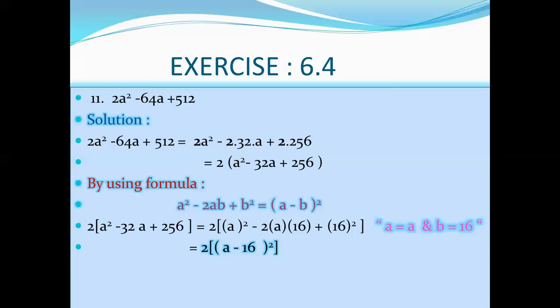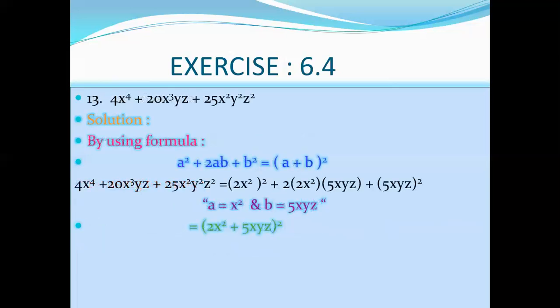We cannot write the square on 2 because we took 2 common. We can write the square only on the formula terms (a minus 16). If you write the square on 2, it means that it is 4, and 4 is not in our question. So we take 2 common and only put the square on the formula part when we convert into the formula.